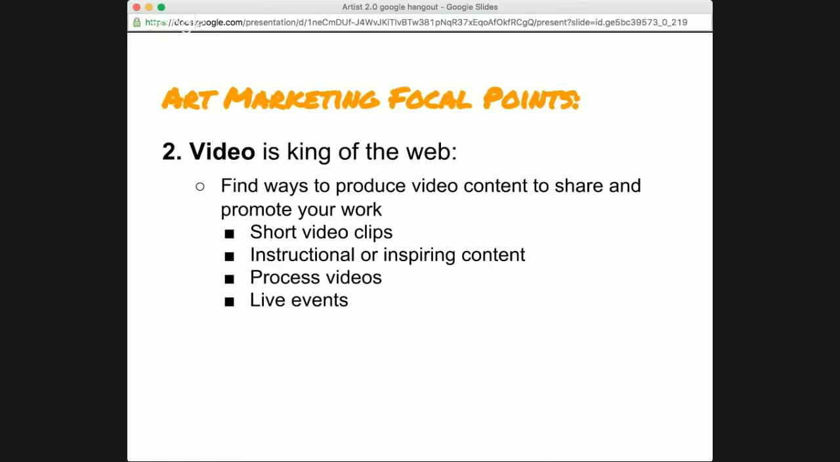And video is king of the web, guys. So find ways to produce video content. A lot of smartphones allow you to record video. A lot of laptops do. And video recording devices are available at stores everywhere, grocery stores, Walmart, and they can be relatively cheap, from $10 to $20 to, you know, thousands of dollars, depending on what you want to do. Start small. You don't have to be super professional. You don't have to look good. You want to be unique to the work that you do and the stuff that you offer. So find ways to produce it and start with short video clips.